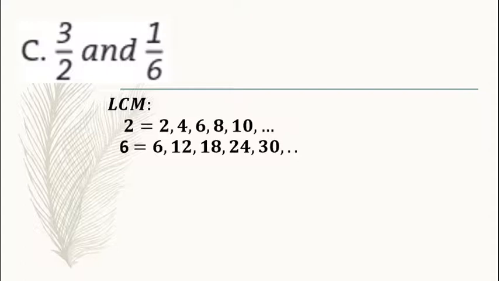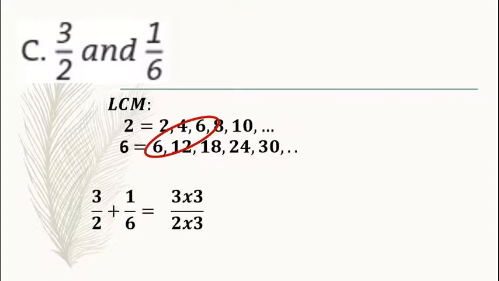That would be, okay, very good. That is 6. So we need to find out how many we need to multiply to our 2 to get 6. Very good. That is 3. So 3 times 3 over 2 times 3. How do you get 3? Because we need to make our denominator 6. Okay? Because 6 is our least common multiple.